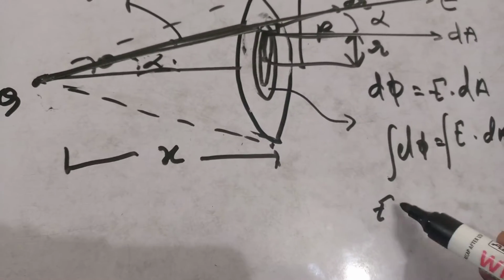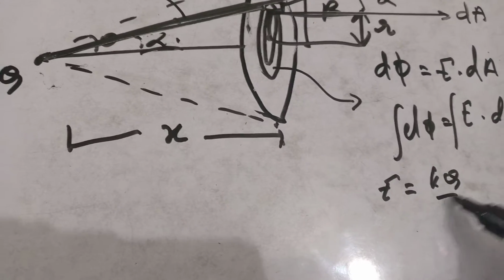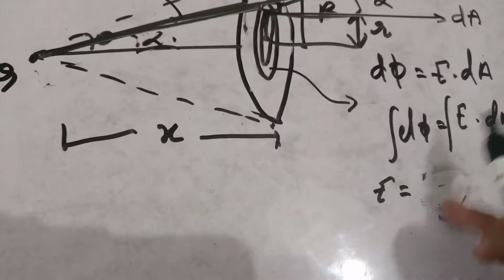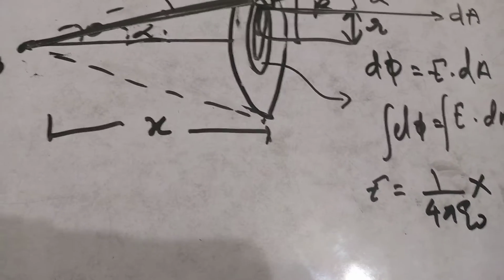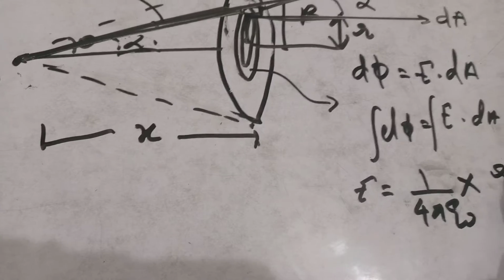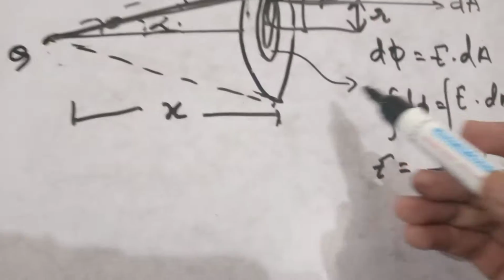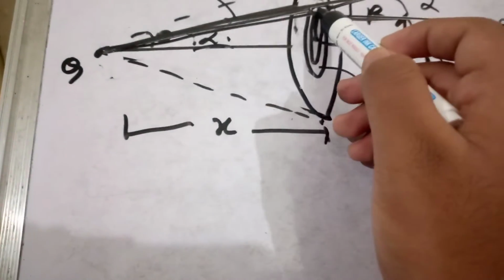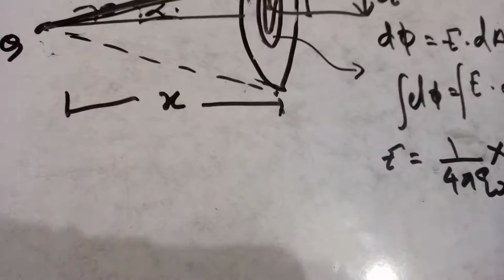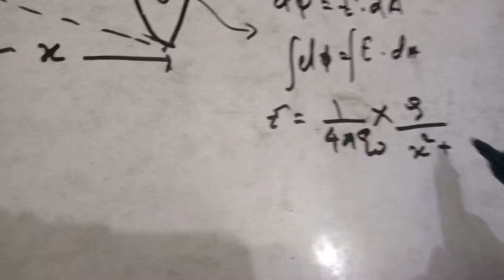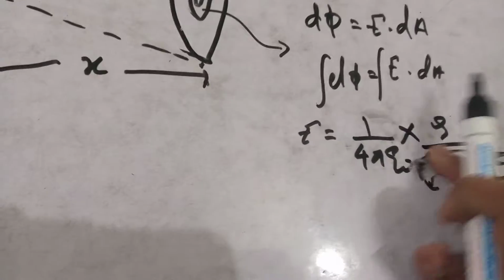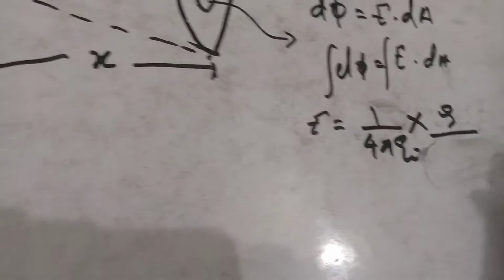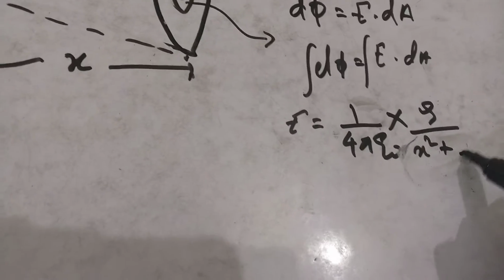Now the electric field will always be kq by r square. According to the formula, k is 1 upon 4 pi epsilon naught, then kq upon r square. The r that we will be taking is this line which is joining from here to here, which is equal to the square root of x square plus small r square, and we will square it, so eventually it would become x square plus r square.